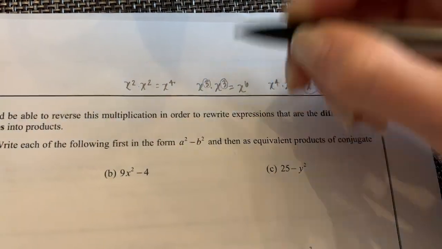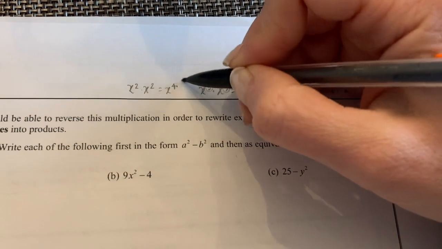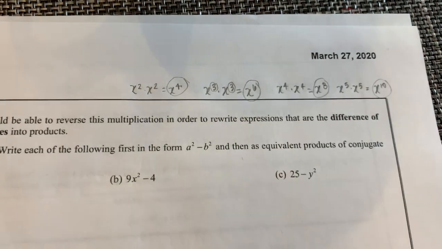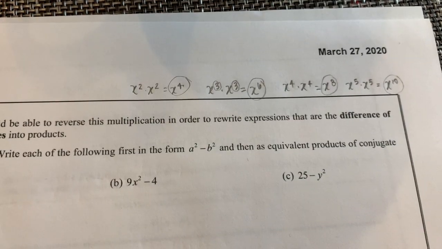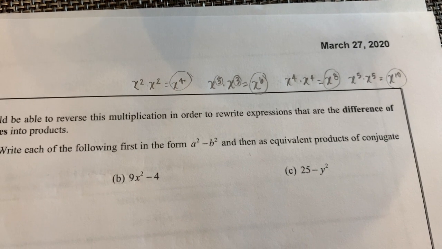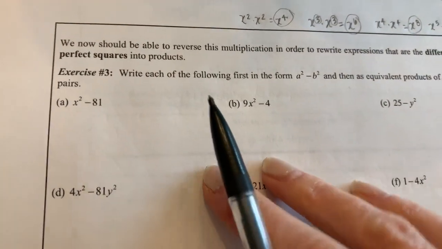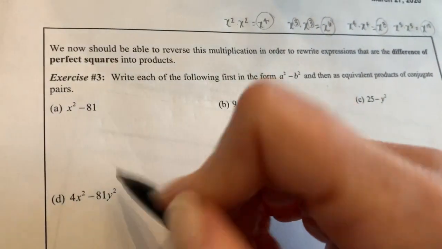So what are you noticing? There's a pattern here. Any variable with an even exponent is actually going to be a perfect square. So you've got to be careful with that. So anyway, how do we do this?